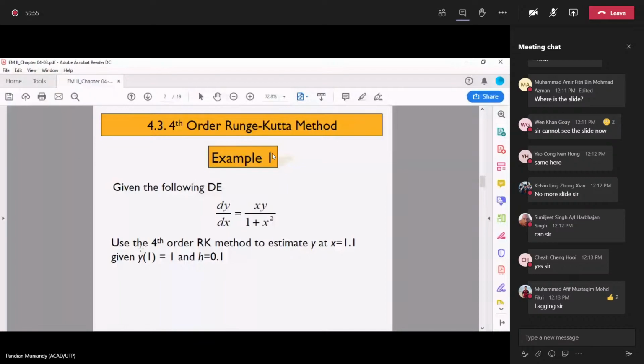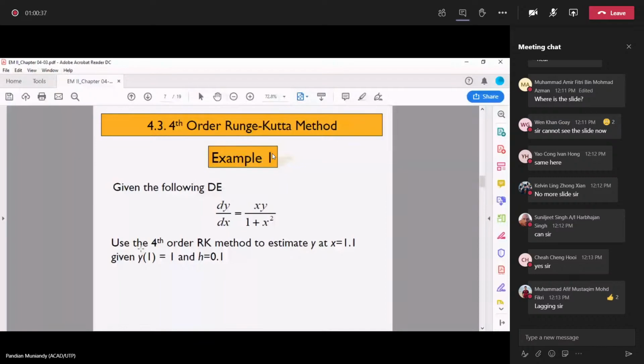Okay, now pay attention, yeah? This is what we are going to do using the fourth order Runge-Kutta method. The question must be clearly well understood. Given this one, this is your f of x, y, class. The left hand side must be only dy dx, 1 dy dx, no other term here. You see here, this one is all empty. That means here is 1. dy dx equals xy over 1 plus x squared. This is your f of x, y. So fourth order Runge-Kutta method to estimate y at x 1.1.